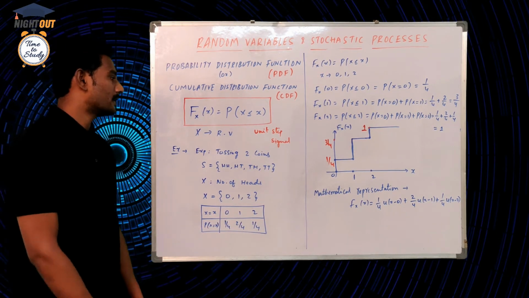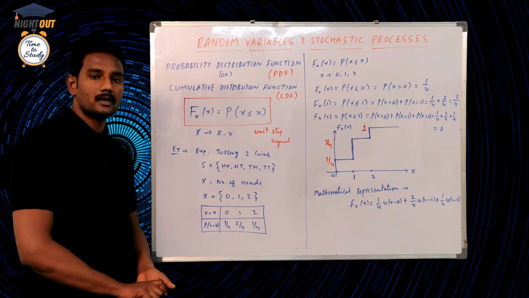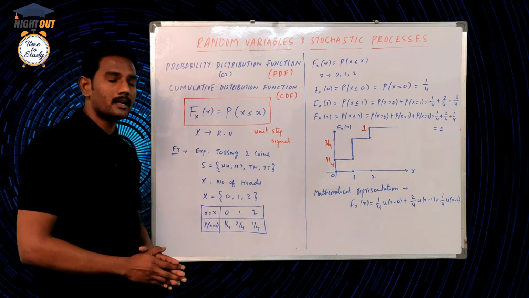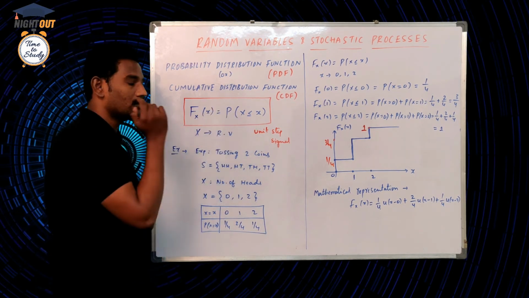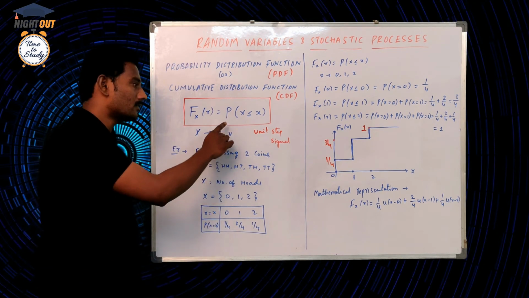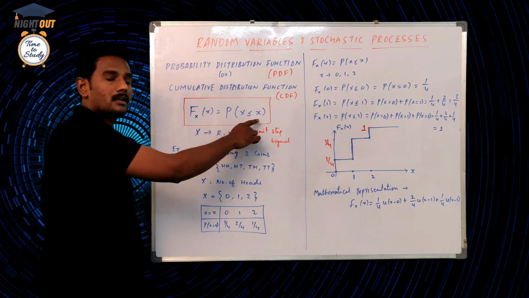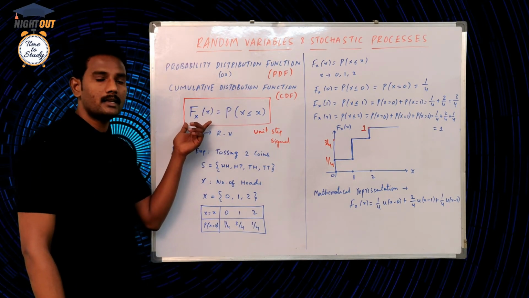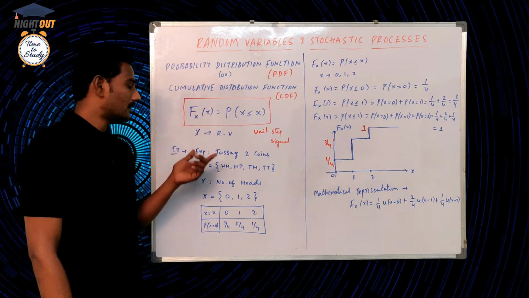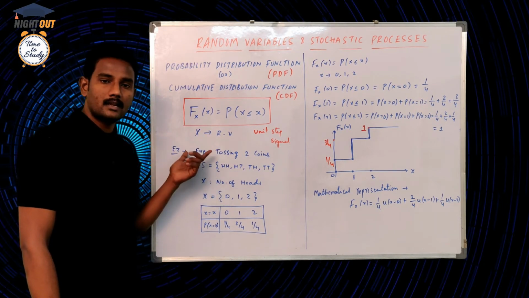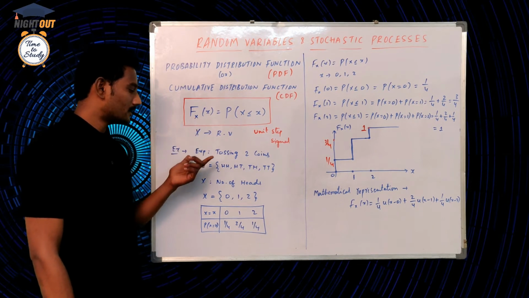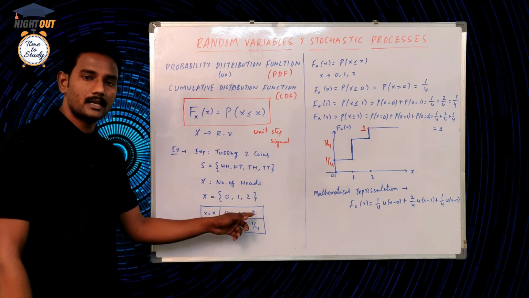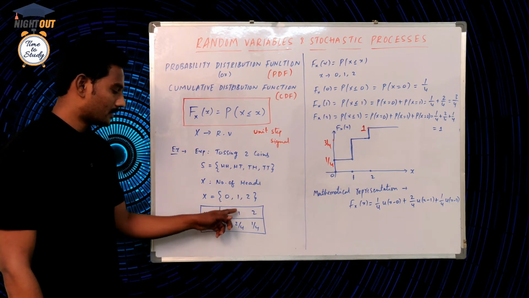So here we can define this probability distribution function as the sum of probabilities of all the events capital X less than or equal to small x. The sum of probabilities of all the events capital X less than or equal to small x is called the probability distribution function and denoted by capital Fx of x. So let us take this example and calculate the probability distribution function for it. Here first we have to find the values of the random variable and the probability of each value.